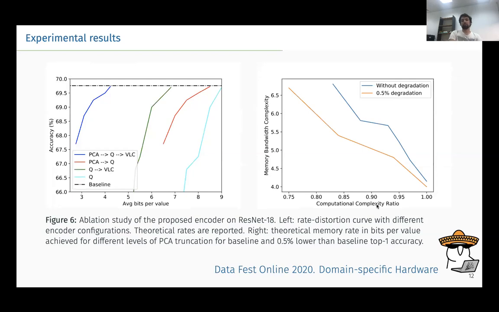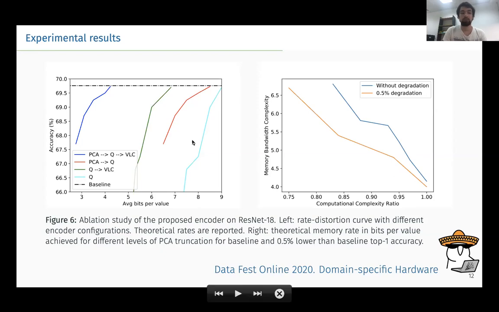And we performed various ablation studies. I won't talk about all of them, but I do want to talk about this one, which studies how each part of the approach affects the compression rate, bits per value. The baseline accuracy is shown in black dashed line, and we show that both variable length coding and quantization and PCA are important parts of the approach, but the important part is that there is a synergy between PCA and variable length coding.